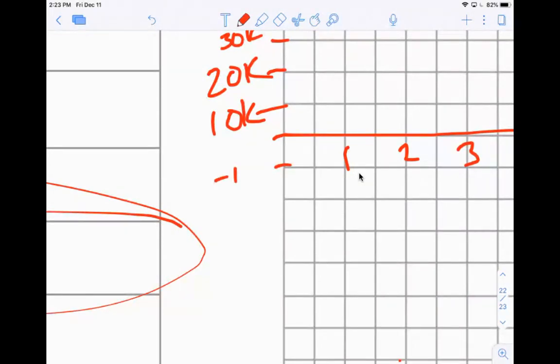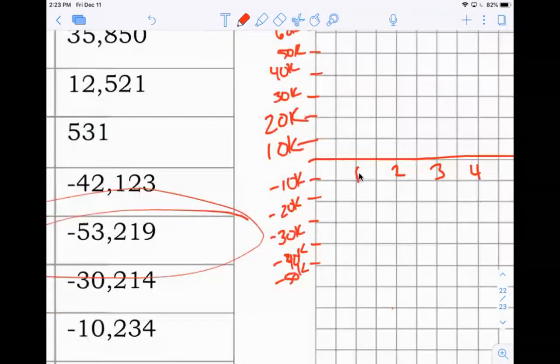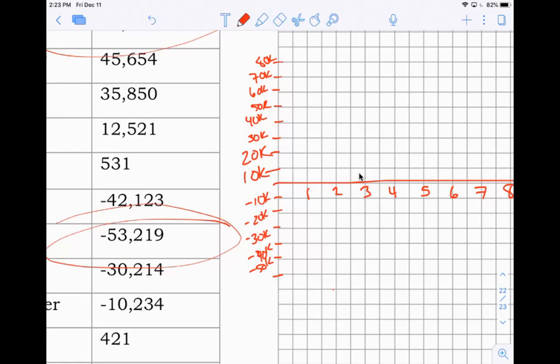negative 10K, negative 20K, negative 30K. By the way, in case you haven't noticed, K means 1,000. So I'm just not writing the thousands down. 50K. And then I don't think we need anything past negative 50K. Oh, we need 60. Just kidding. All right, let's go ahead and plot now.